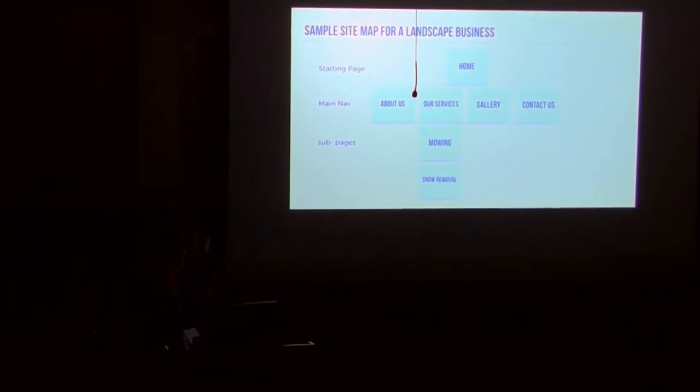The post-it notes and the pen and pencil are great because you can really just move things around. You can shuffle them. You can even add links if you have a navigation in your footer. You can put some down at the bottom. So those are a great way to know, before you start building your site, what pages you have. How many pages?